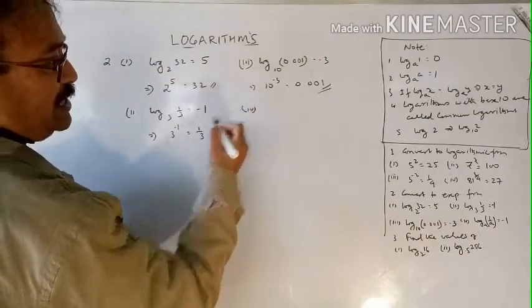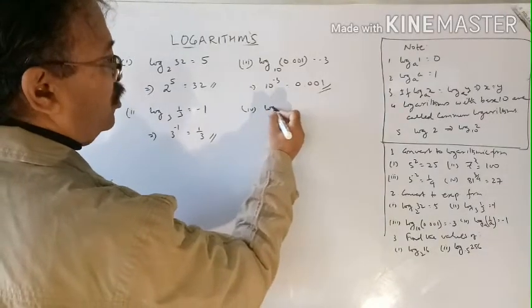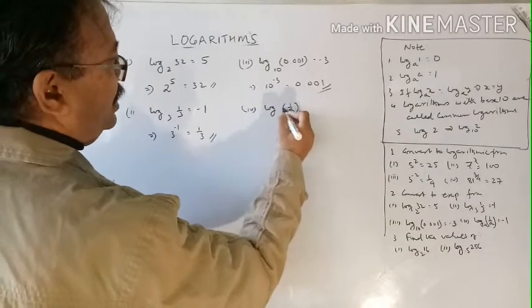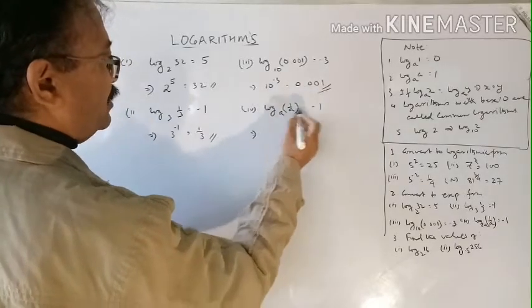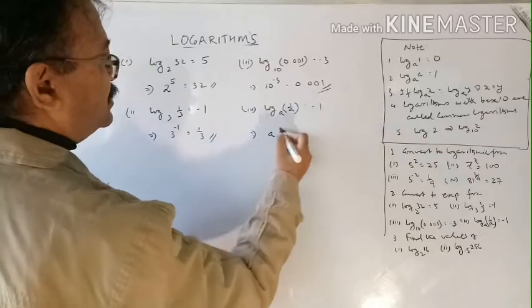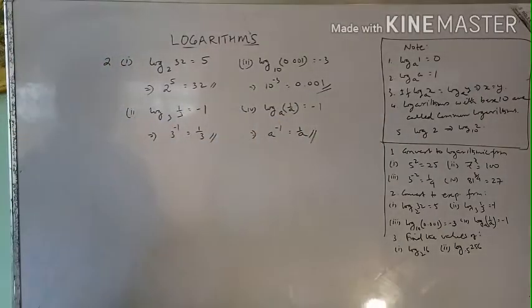So one more example, part 4. That is log of 1 by a to the base a is equal to minus 1. Same way we take the base first. A, this is power minus 1 equal to 1 by a. So this is answer.